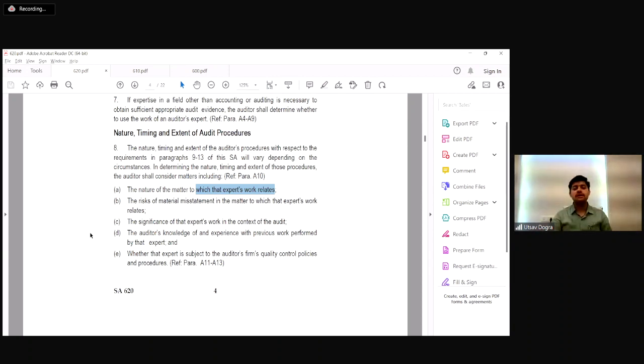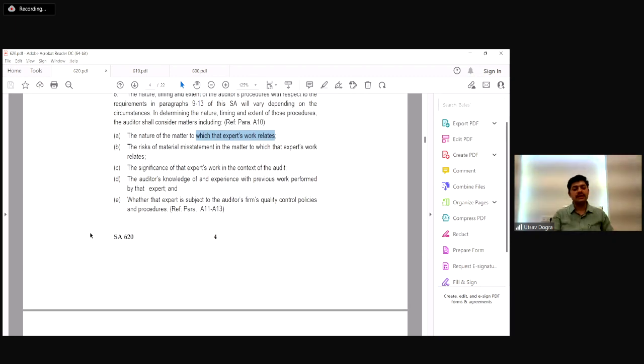In the context of audit, the significance of the expert's work must be considered, along with the auditor's knowledge and experience of the previous work performed by the expert. If the expert has been engaged in other audit assignments, that would again become a significant part. Or let's say for the same audit, the same expert had been engaged by the management itself. Again, this would be a point of consideration for the auditor if he finds that. Whether the expert is subject to the auditor's firm quality control policies and procedures is a very important point.